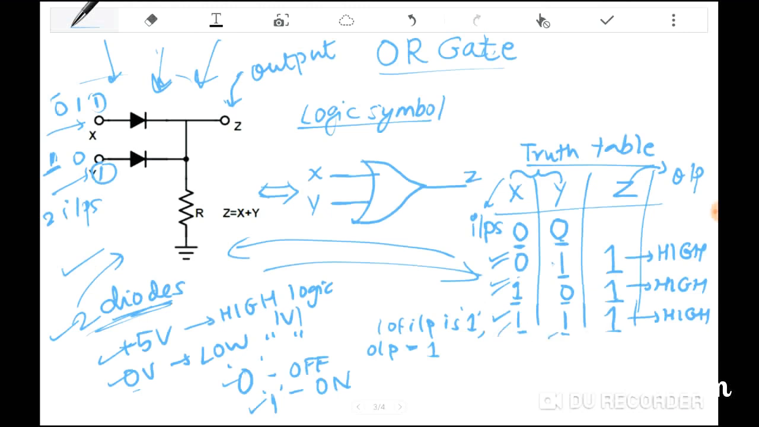But what if both the inputs are 0? That's a correct question. According to the working of the OR gate, if I give 0 to both the inputs, I will get the output as 0. Now you will be thinking, how is this possible? How are these 0s and 1s coming in the outputs?